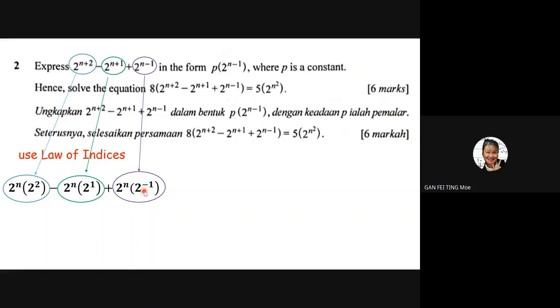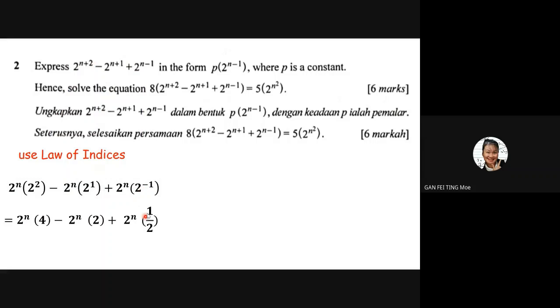If you want to write this one, division by 2 is the same. Now I simplify: 2 to the power of 2 is 4, 2 to the power of 1 is 2, and 2 to the power of -1 is 1 over 2. There you can see this. You have many ways to write, but please make sure you write in a proper manner because this question brings you 6 marks. Every single line of your writing counts.